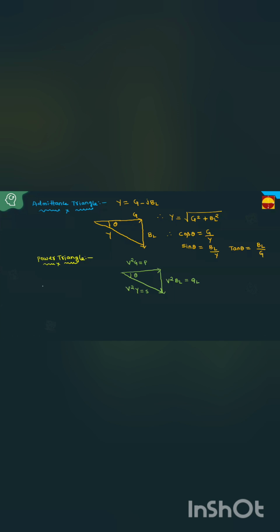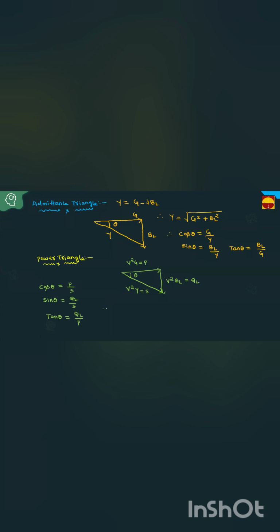Then from this you have to write the formulas. Cos theta equals P by S, active power by apparent power. Sin theta equals QL by S. What is tan theta, friends? Tan theta equals QL by P.